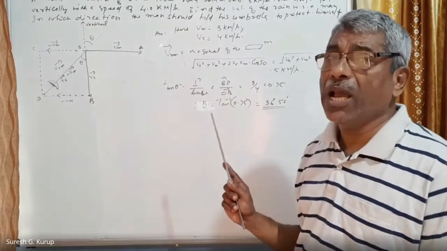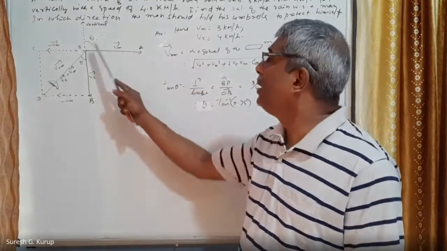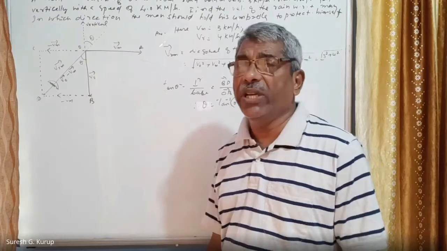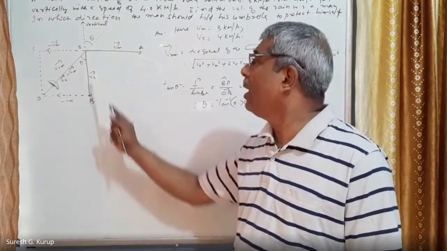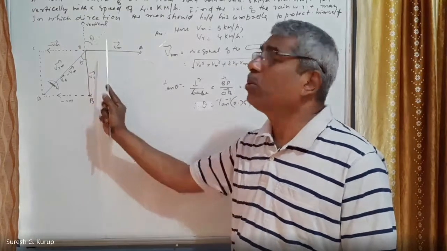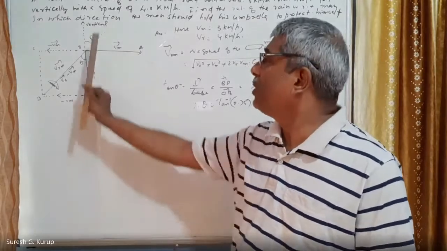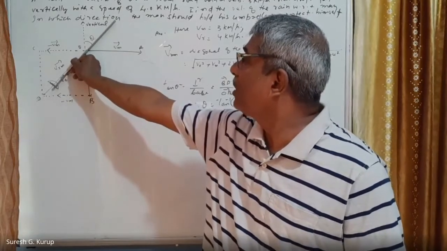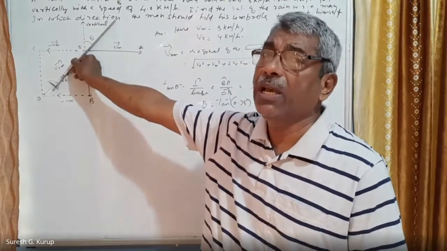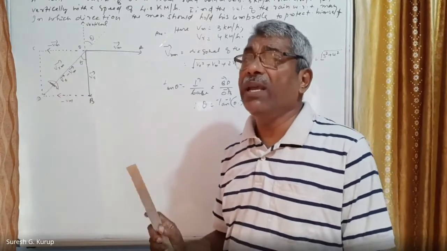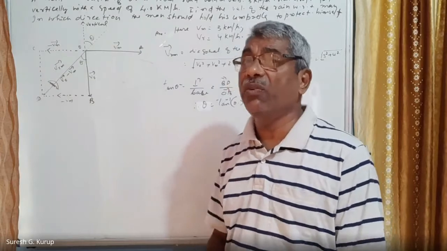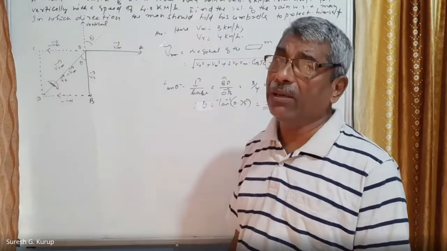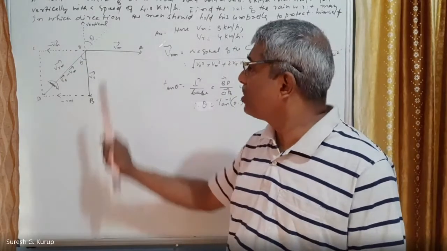So the person has to hold his umbrella at an angle of 36 degrees 52 minutes with respect to the vertical. So that means he has to hold his umbrella along this direction so that he can protect himself from the rain. That means you have to hold the umbrella in the direction of the relative velocity of rain with respect to the man. So that is this direction. This question is also done, right?